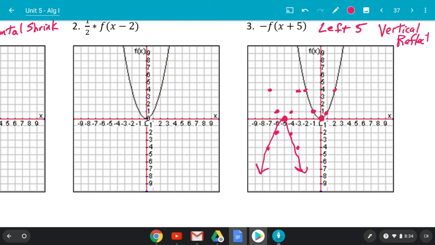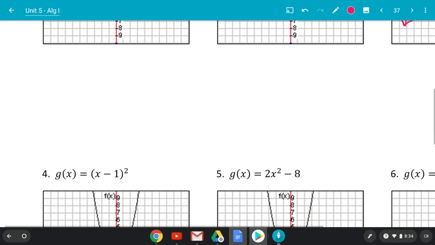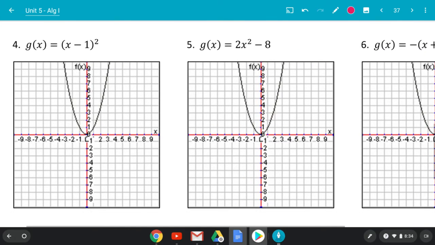Doing better. Number 5. No parentheses here. No junk either. So I can see quickly that's going to go down 8, and it's going to have a vertical stretch of 2. Okay, so it's going to go down 8. So this vertex right here is going to go down 8. 1, 2, 3, 4, 5, 6, 7, 8.